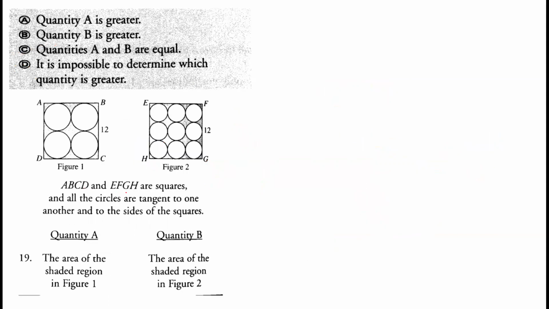Now A, B, C, D and E, F, G are squares, and all the circles are tangent to one another and to the sides of the square. So the area of the shaded region, so these are your shaded regions. So the area of this square would be, obviously one of the sides is 12. So the area of the square is 12 squared, that is 144.